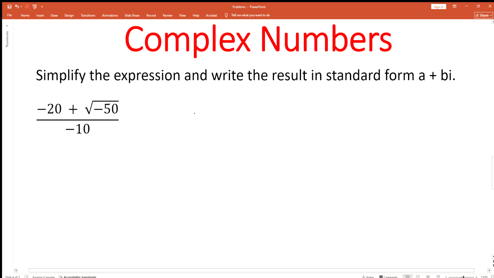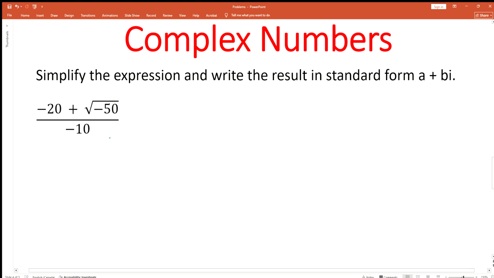In this video, we'll solve this problem using the concepts of complex numbers. As per the problem, simplify the expression and write the result in standard form a plus bi. We are given the expression (-20 plus square root of -50) over -10. Let's start by analyzing this expression.